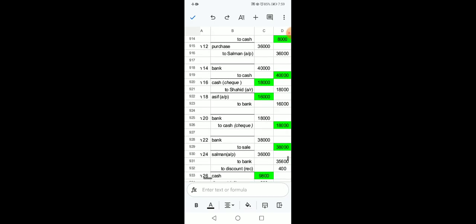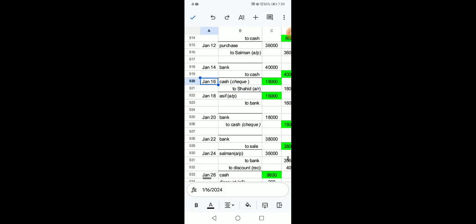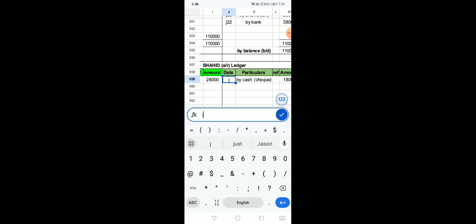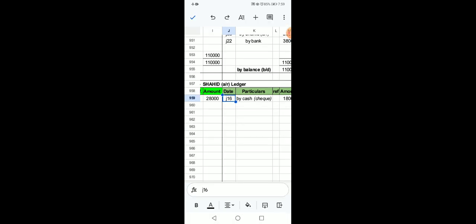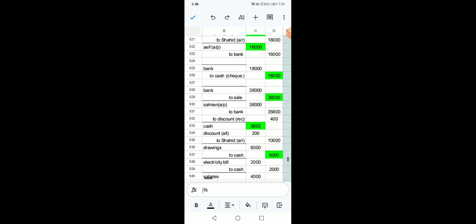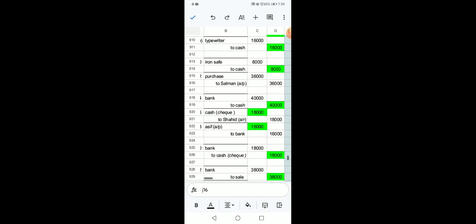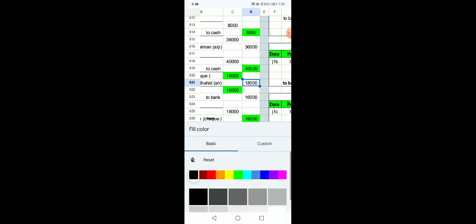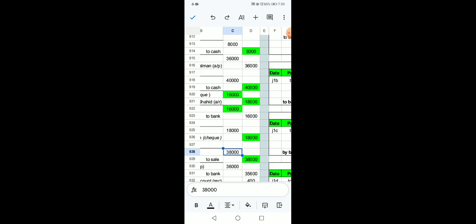Okay, now see, this was Shahid, what was its date? January 16. So put the date January 16 in the date column. This way posting for 18,000 is completed. You were having 18,000 over here. Shahid, January 16. We confirmed the same entry has been posted. Mark it as done.